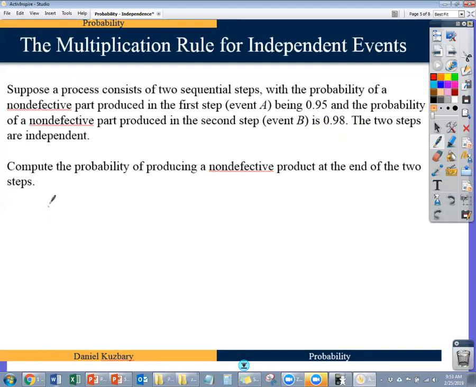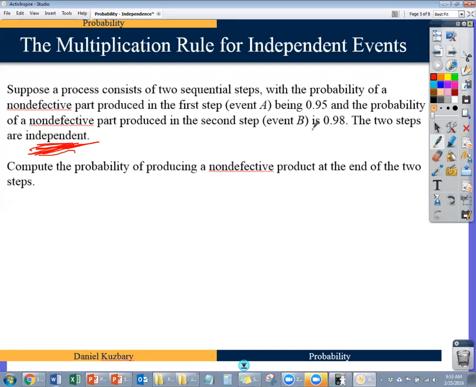And then this last sentence is the kicker. These two steps are independent. So this is how we know that we're going to be able to use the simpler multiplication rule, because these two steps are completely independent of one another. So if you produce a non-defective part in the first step, it does not affect the chance that you produce a non-defective part in the second step.